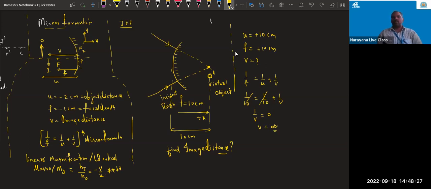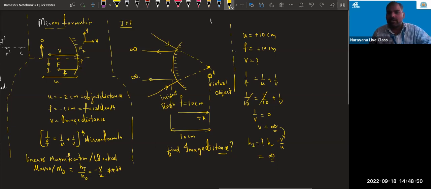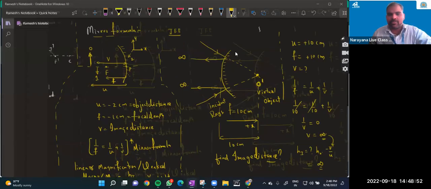Understood? It means the reflected light rays are about to meet at infinity. Understood? Yes or no? What is the height of the image? Height of the object into minus v by u, no? If you put the v value, height of the image is also very big. Infinity means what I told you, very, very big. Okay, so have a break. This thing also I will share.